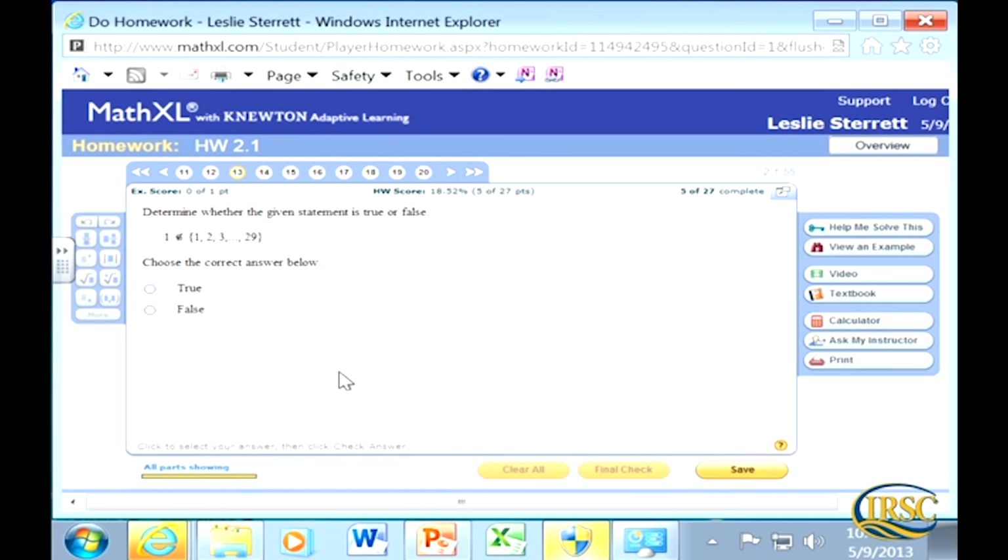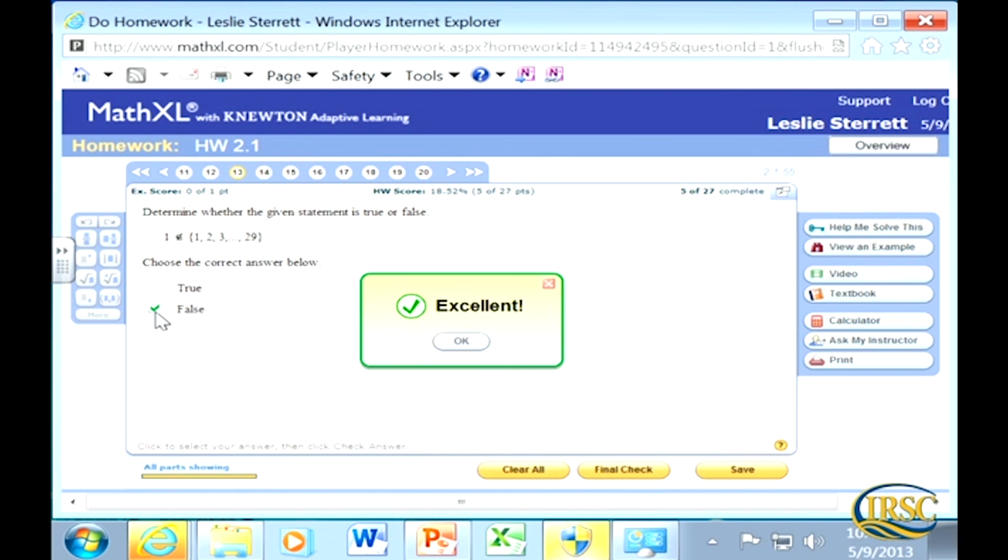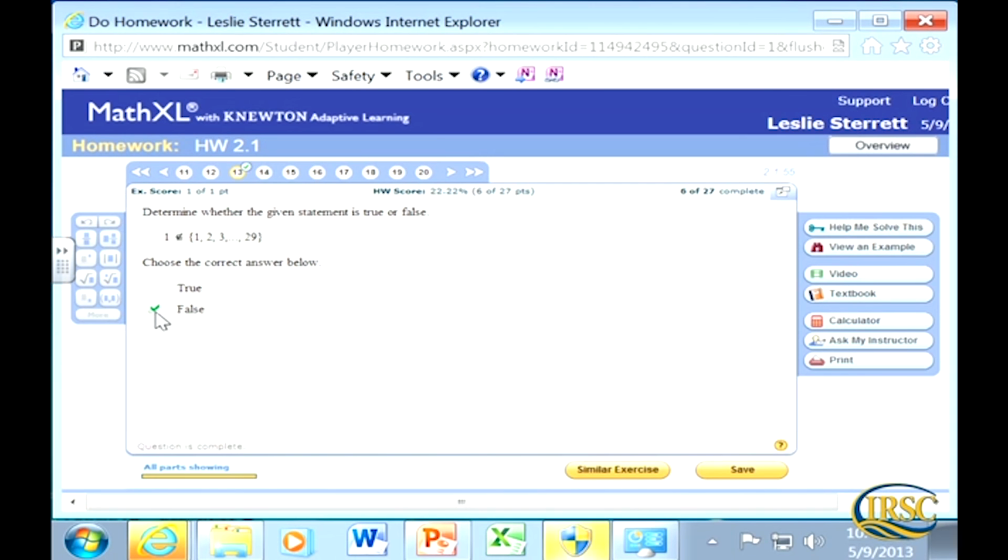Okay, I have a majority of 2. Because excellent, that is false. So 1 is inside of that set. There is a 1 listed in there. And so therefore, instead of using the element symbol with the slash through it, it should have been just the element. Take away the slash.